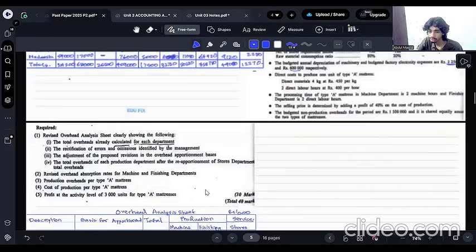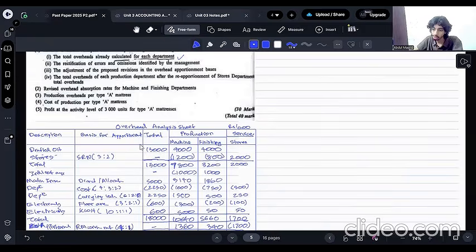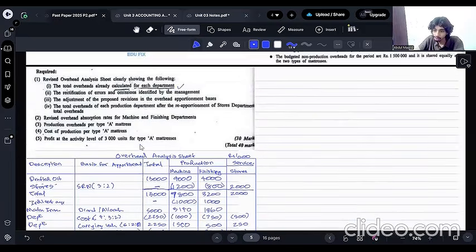Then moving on to the next part. Here the total overhead is already calculated for each department: 13,000, 7,800, 3,200, 2,000. Rectification of errors and omissions done. Adjustment of proposed revisions done, and the reapportionment finally done. Then the revised overhead absorption rate. Okay, second requirement, revised OAR.